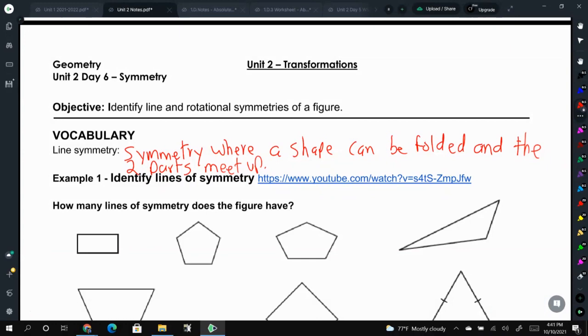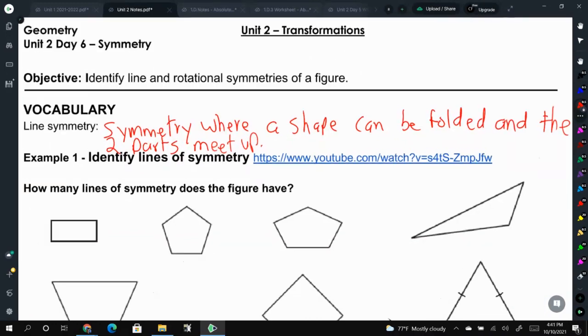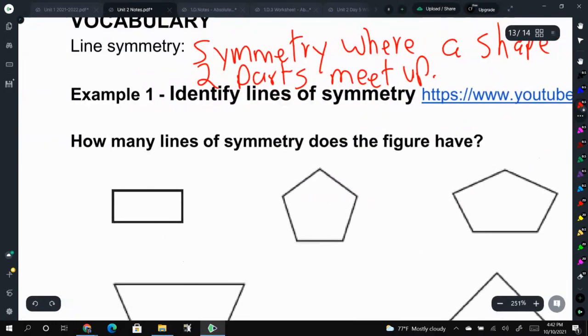So what does that actually mean? It means that if I were to take some of these shapes down here, and you can see if I were to take this rectangle and fold it over this line, bring this over here, or vice versa, that the two sides would land on top of each other with nothing extending outside the shape.